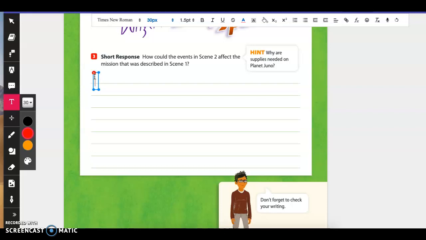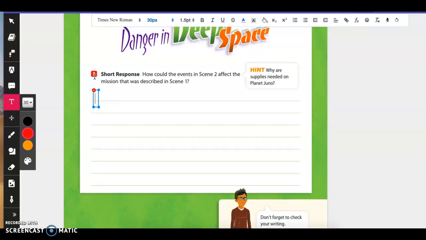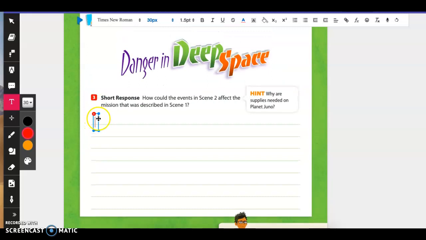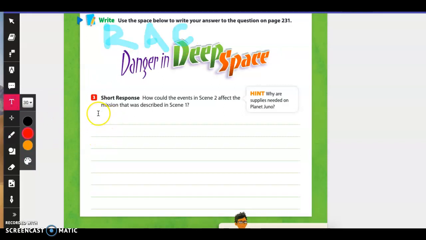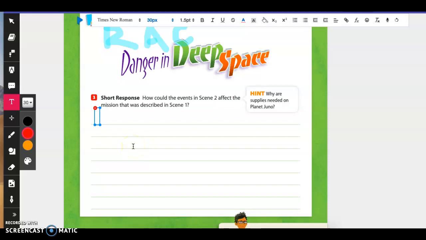Please remember, as you are answering your short answer question, you need to use RACE. Let me get my drawing pen out here. You have to restate the question, answer the question, and cite your evidence or give proof. So I'm going to go ahead and restate the question.